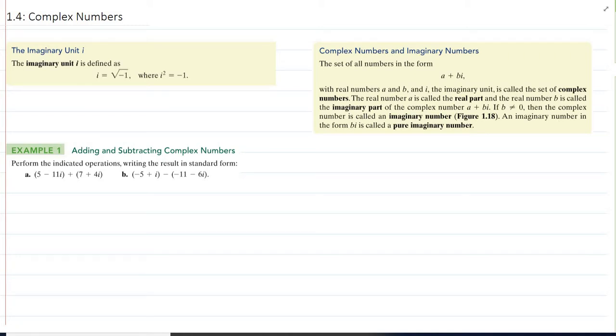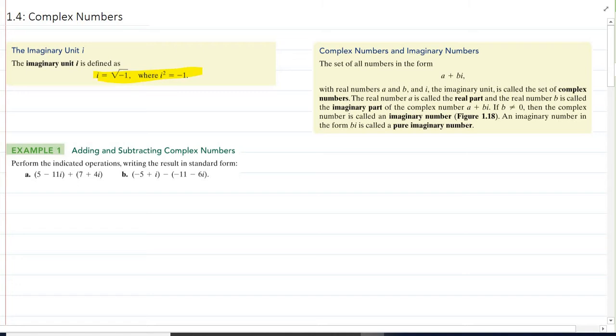Hello guys, today we're going to start 1.4 complex numbers. So if you look here, we have a definition of the imaginary unit i. Just please make sure you know this. i is equal to the square root of -1, where i squared gives us -1. That's very important to make sure you remember. Okay, so let's highlight this part.